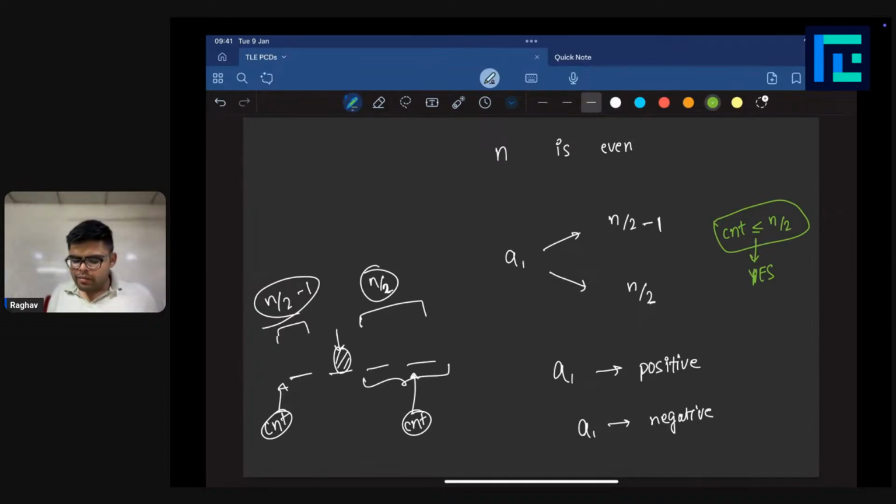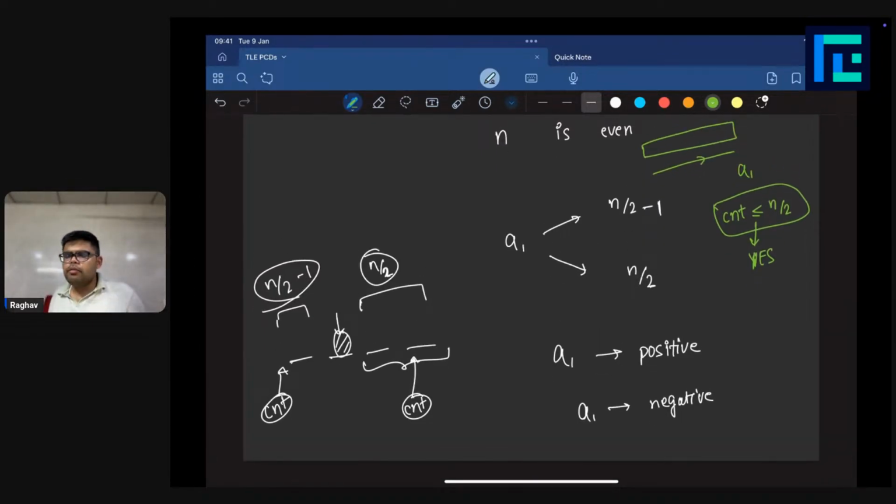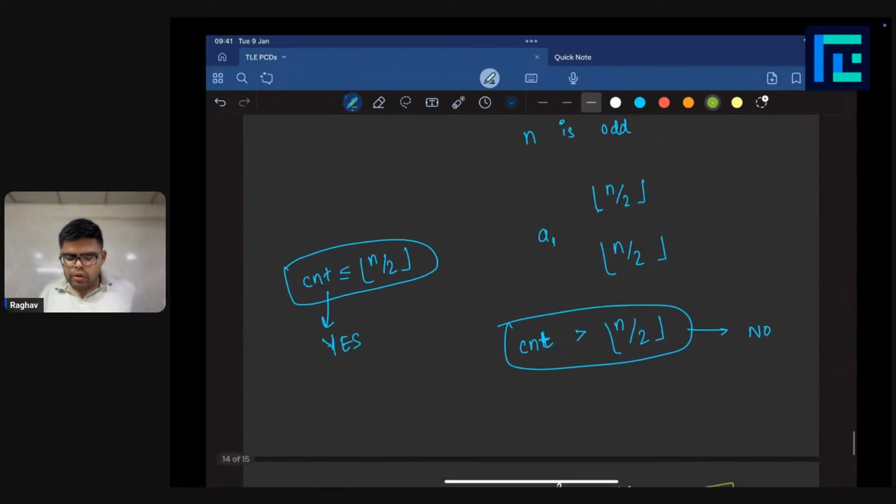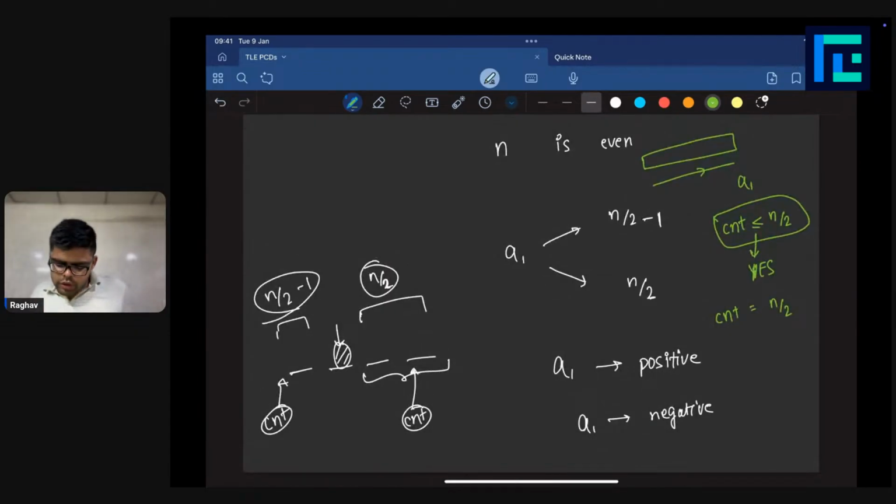It is a very simple thing. You can just run a for loop over this array to find out the number of elements that are having smaller absolute value than a1. Just find out the number of people having smaller absolute value than a1, and after that compare this count with n by 2. For even n you have n by 2, and for odd n you have floor of n by 2. So you can just always talk about floor of n by 2, that this count should be less than this, and it's good to go.